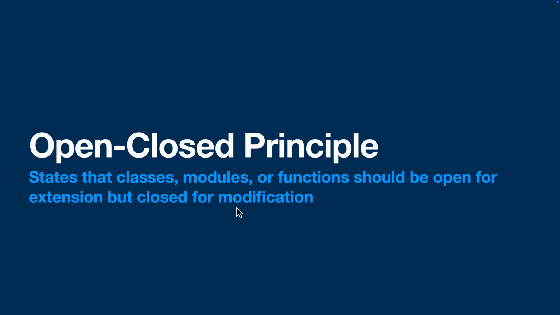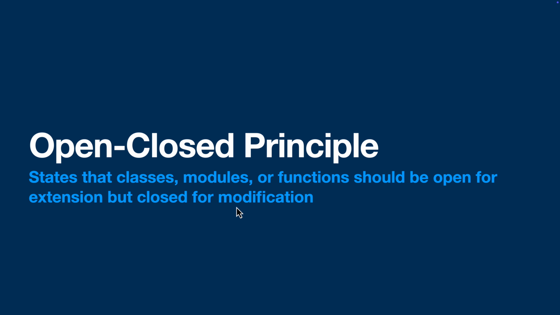Now let's talk about the open and close principle in SOLID. By definition, the open and close principle states that classes, modules, or functions should be open for extension but closed for modification. Why does this matter? This principle promotes the ability to add new features, behaviors, or implementations to an existing class or function without altering the existing code. So this helps reduce the risk of introducing bugs or breaking existing functionality when adding new features.